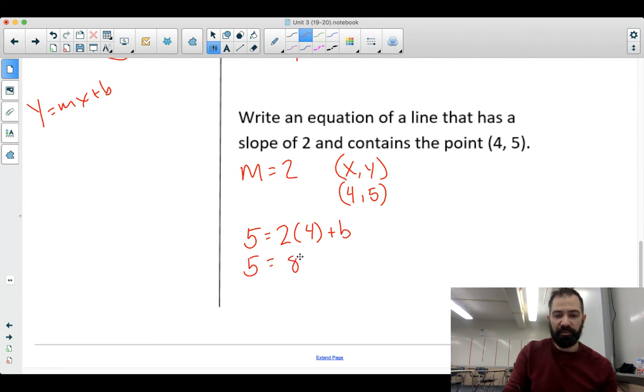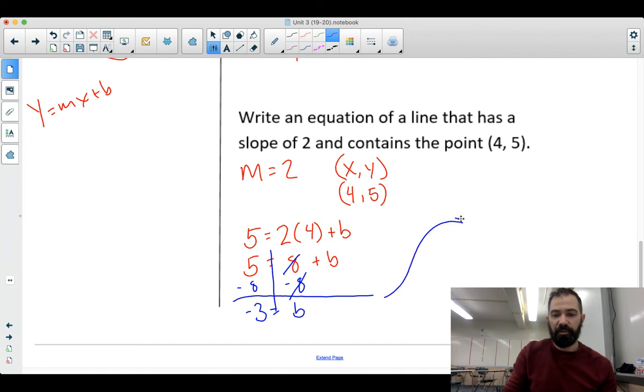Simplifying, 5 equals 8 plus b. Well, we know that it's smaller, so we're going to use a negative number at the end. Let's solve this equation. We are going to subtract 8 from both sides. We're going to get 5 minus 8 is -3 equals b.